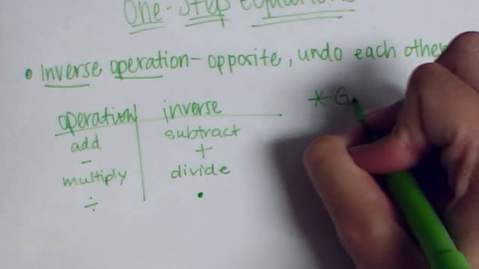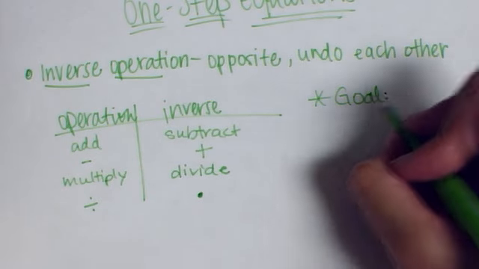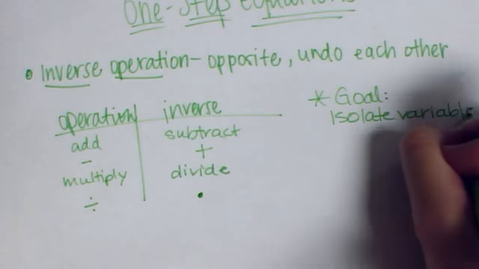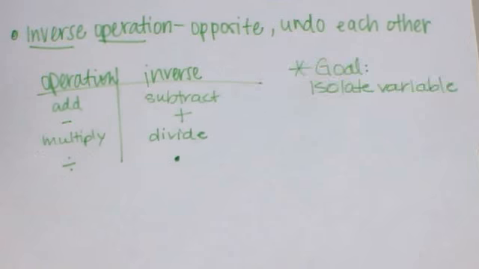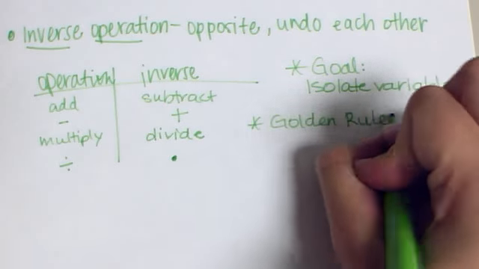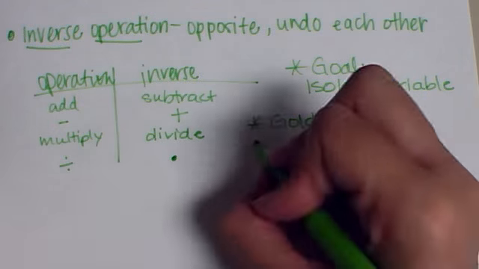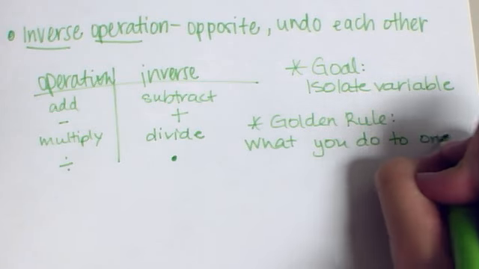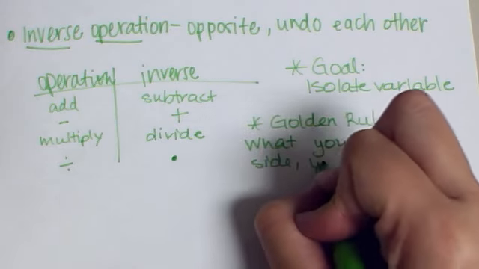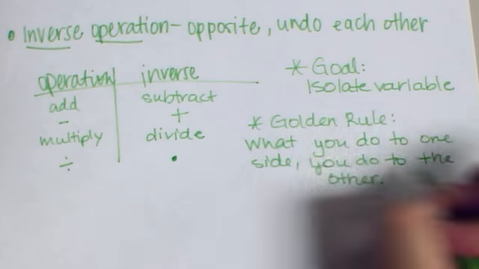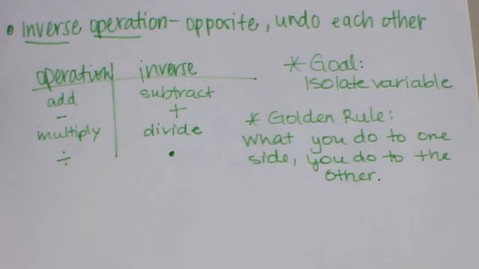Now, our goal on these problems is to isolate the variable. Isolate means get it alone, get the variable alone. That's our goal when we do these problems. And we need to remember the golden rule. Similar to the golden rule of life, this is the golden rule of algebra, and that is what you do to one side, you do to the other. And when I say side, I mean side of the equation. Okay, we're going to look at several examples today so you can really get the hang of this.